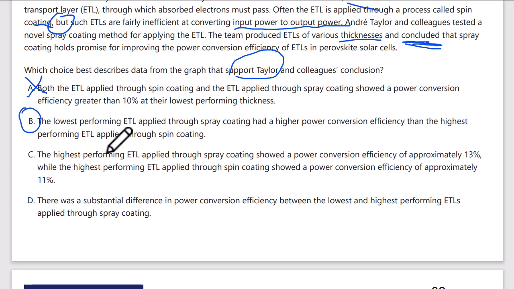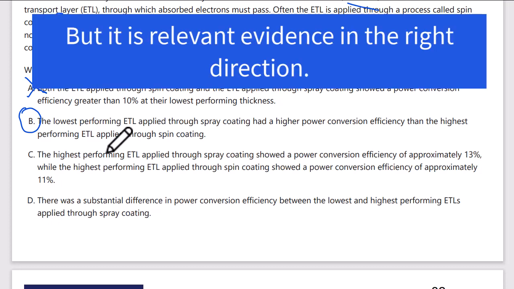Let's see what other options we have. The highest performing ETL applied through the spray coating showed a power conversion efficiency approximately 13%, while the highest performing ETL applied through spin coating showed a power conversion efficiency of approximately 11%. Well, no, that's just the highest performing to the highest performing. That's not a better answer.